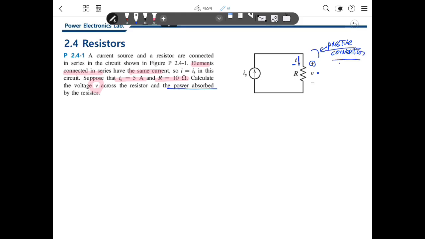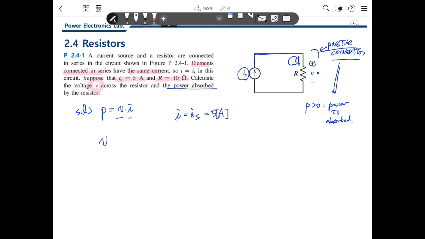So what is the meaning of that? In this case, when P is positive, it means power is absorbed. Anyway, to calculate the power, because power is voltage multiplied by current, we need to know the voltage and current. So what is the current I? Because current I is connected to the current source IS directly, I will be IS. IS is 5 amp.